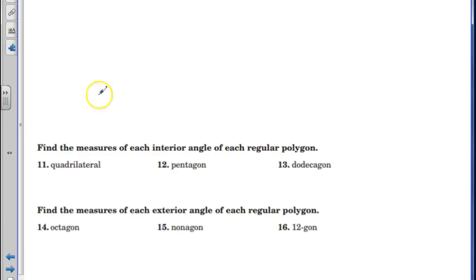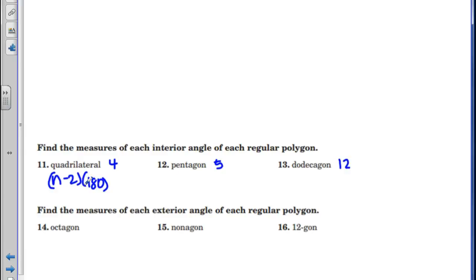All right, so finding the measures of each interior angle. We've done this already, right? N minus 2 times 180. That gives me the measure of the interior angle. So you just need to recognize how many sides. So 4 sides on the quadrilateral. Sorry, I skipped to 12 already. 4 sides on the quadrilateral. 5 sides on the pentagon. 12 sides on the dodecagon. Plug into the formula, run with it.